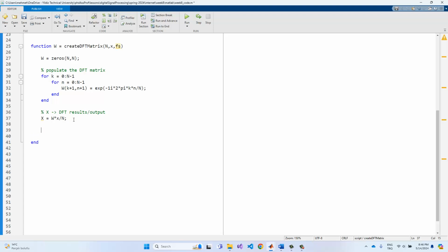Okay? And after that, we need to give the frequencies of these terms. And so, how can we do that? We need to create the 0 to n minus 1 times fs divided by n.